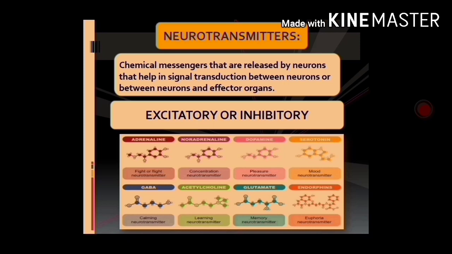Then we have the neurotransmitters. These are the chemical messengers which help in the transmission of impulses between neurons or between neurons and the effector organs. These are present in the synaptic vesicles of the nerve terminals, and when an action potential arises at the nerve terminals, these synaptic vesicles fuse with the axonal membrane, and these neurotransmitters are released in the synaptic cleft. These neurotransmitters can either be excitatory or inhibitory.